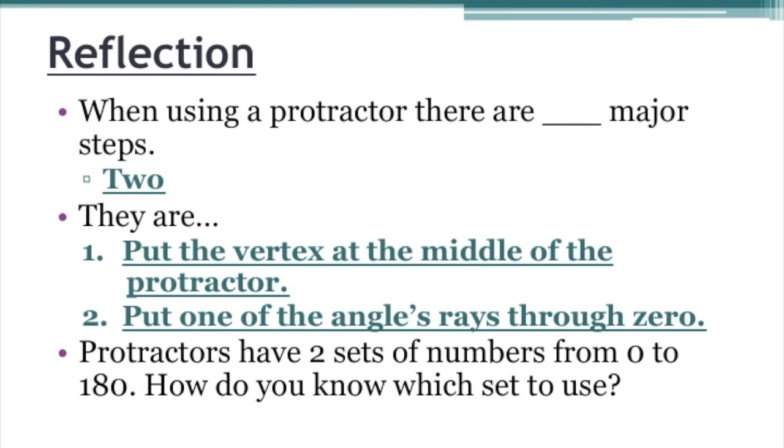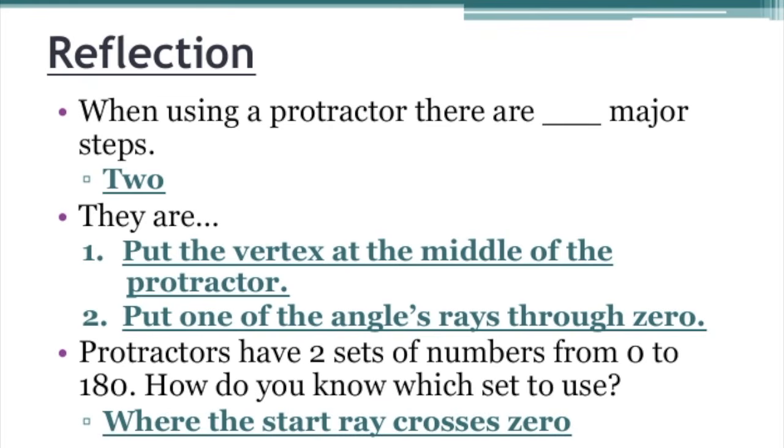Protractors have 2 sets of numbers from 0 to 180. How do you know which set to use? Where the start ray crosses 0. Remember, wherever our start ray crosses 0, we use that 0 and we use the numbers that go up from that 0.